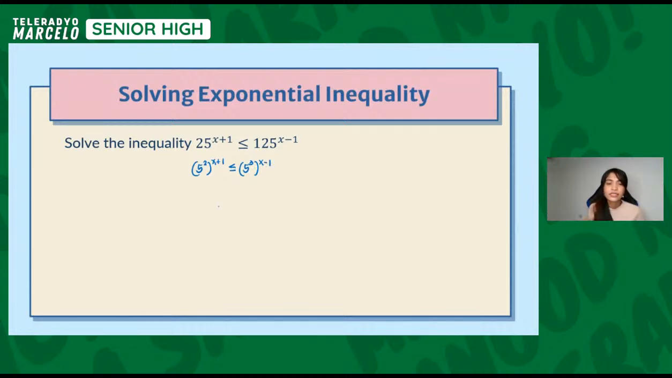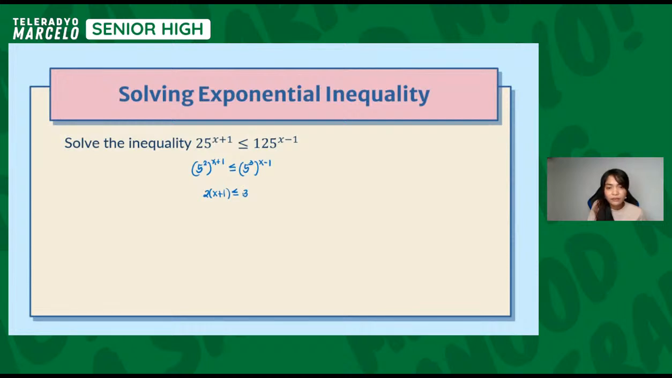So from here, sabi dun sa definition natin kanina ng property, kailangan nating i-assess kung saan magfo-fall yung base natin. If our base is greater than 1 ba or between 0 and 1 yung value. So in our case here, our base is 5, meaning to say it is greater than 1. And that means that we are not going to change the direction of our inequality symbol. So, ibig sabihin nun, we can rewrite 2 times x plus 1 and then copy lang yung inequality symbol natin na less than or equal to.